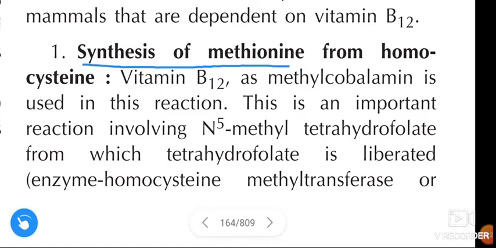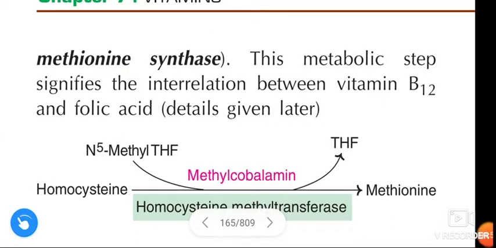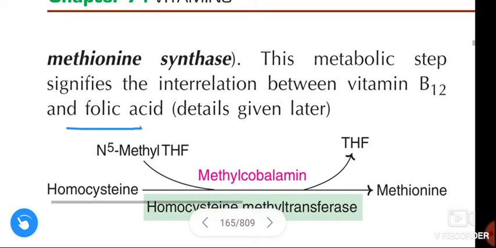Synthesis of methionine from homocysteine. Vitamin B12 as methylcobalamin is used in this reaction. This is an important reaction involving N5-methyl tetrahydrofolate, from which tetrahydrofolate is liberated. The enzyme is homocysteine methyltransferase, or methionine synthase. This metabolic step signifies the interrelation between vitamin B12 and folic acid.